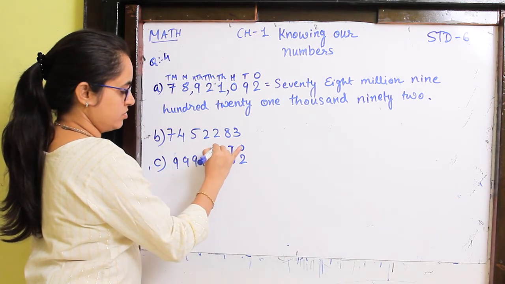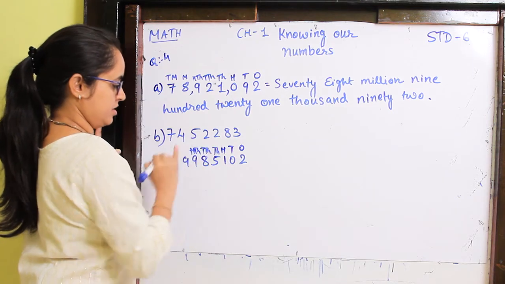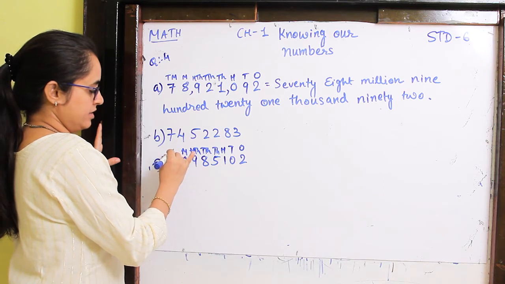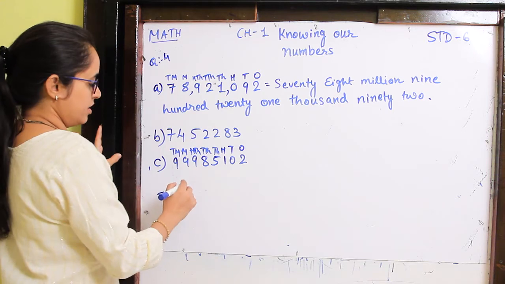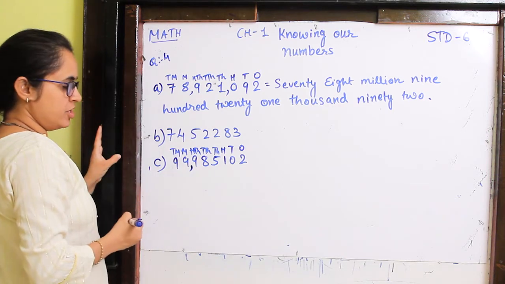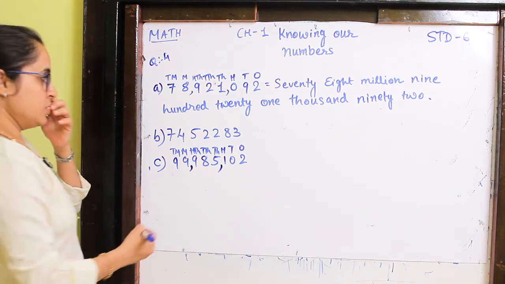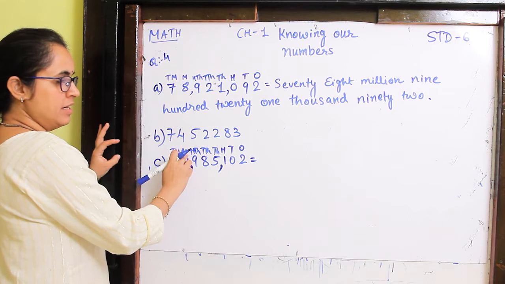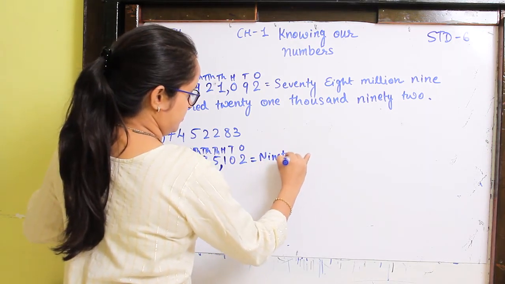Now B will be in your homework. I am writing down the number of B. 7452283. Now this is in your homework. Remember, you have to do this according to the international number system, not according to the Indian number system. Okay, so remember this. Now C I am doing. Again C, wait a minute.